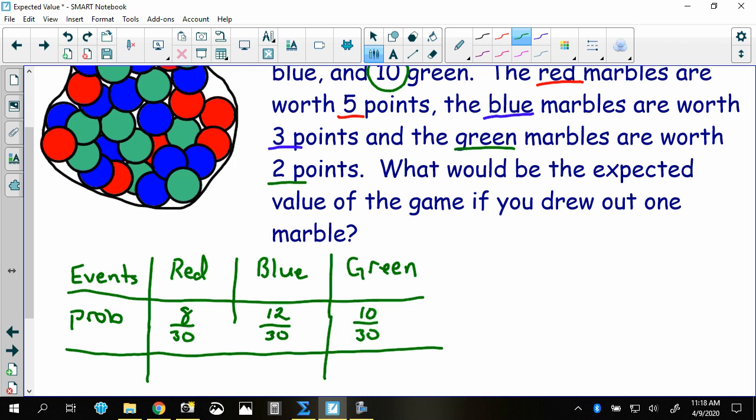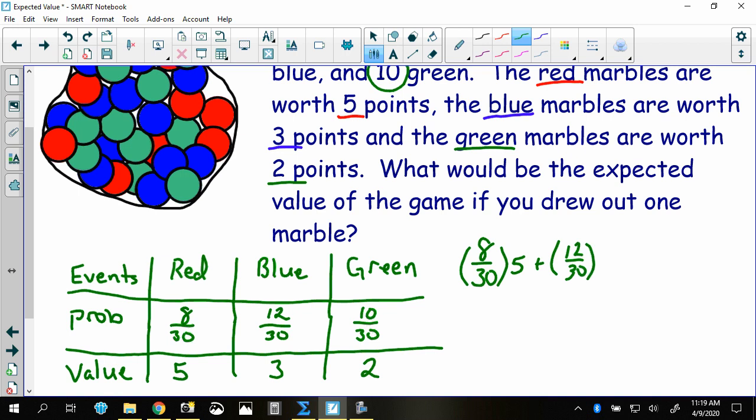Okay, now the value of each of the marbles. So for red, it says they're worth 5 points. The blue is worth 3 points, and the green is worth 2 points. So if we take our multiplications again, 8 out of 30 multiplied by 5, the value, plus 12 out of 30 multiplied by 3, plus 10 out of 30 multiplied by 2. So this would give us our expected value of the point value that we could win in this game.